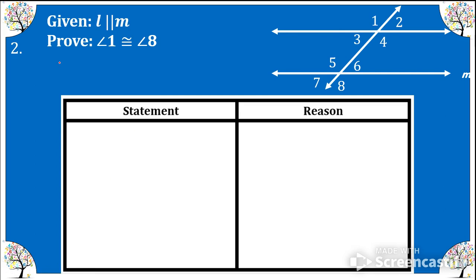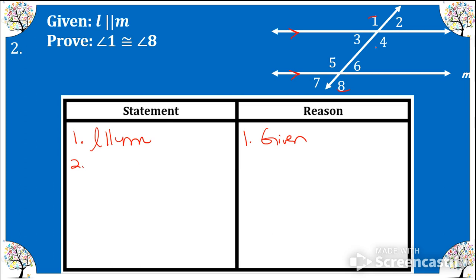Okay, number 2. Again, L and M are parallel, so I'm going to state that in my picture as well as in my two-column proof. L is parallel to M because that was given to us. They want us to prove that angle 1 and angle 8 are congruent. Again, I can't just say they are because of alternate exterior angles.